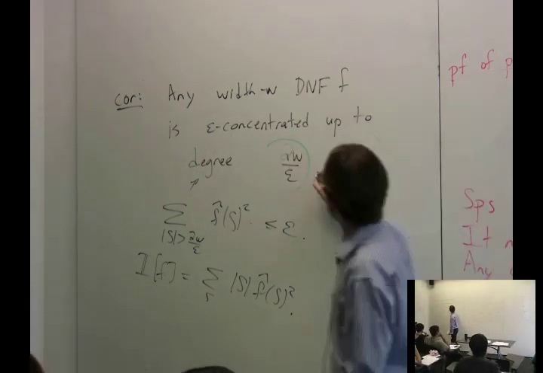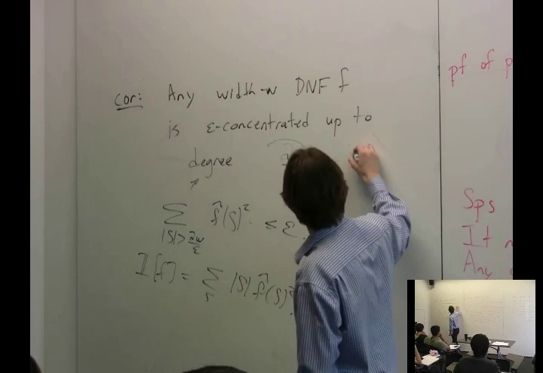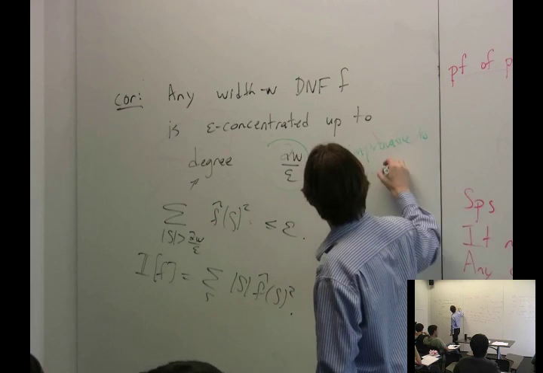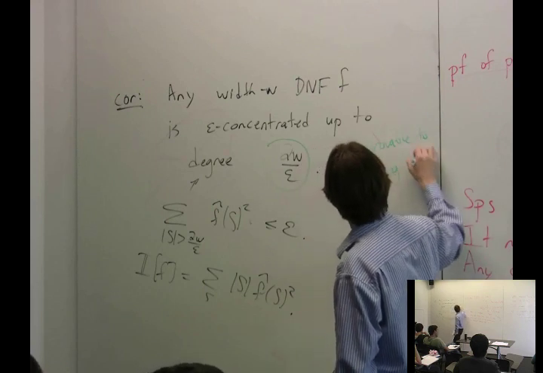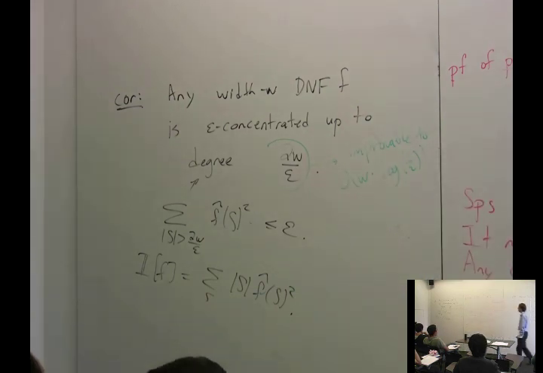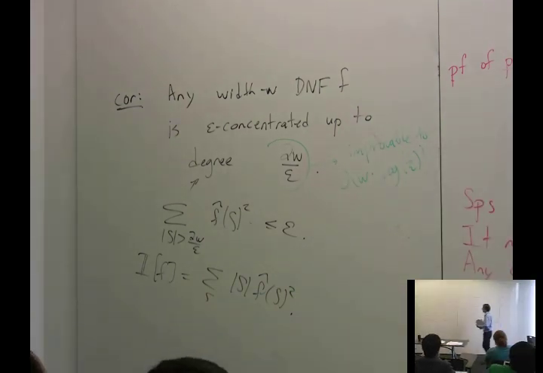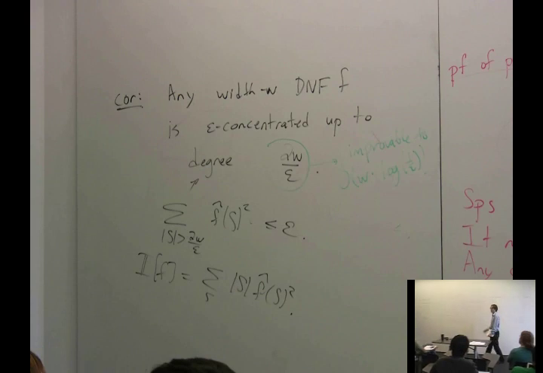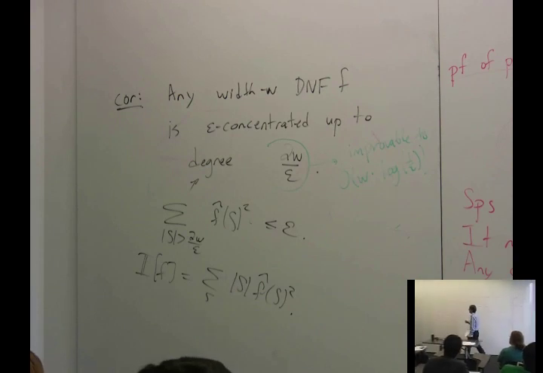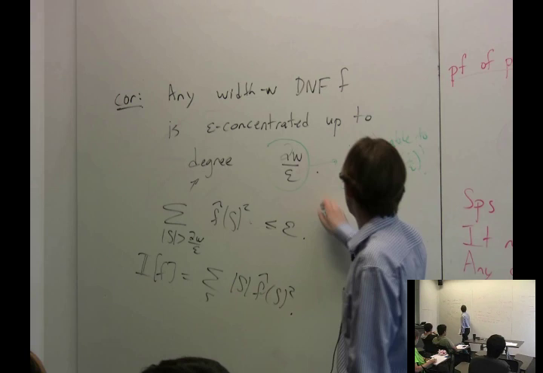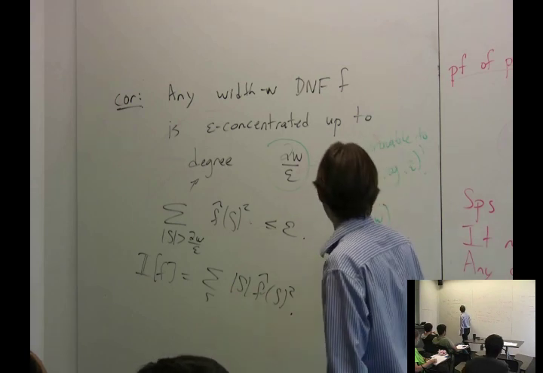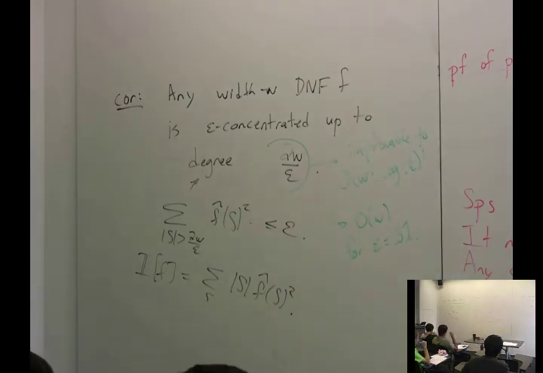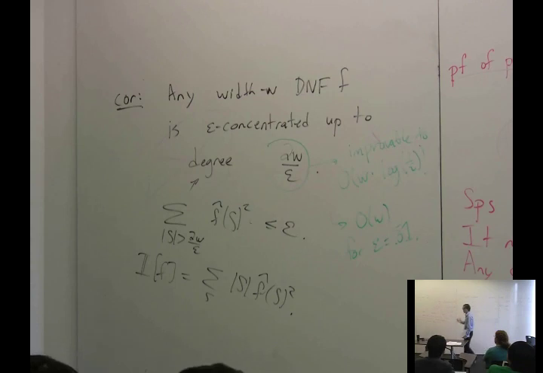Actually, as we'll see next time, you can improve this fact. This is improvable to O of W times log 1 over epsilon. So that's better exponentially in epsilon. But for today's class, we're going to be talking about two parameters, epsilon and W, and we're not going to stress out too much about epsilon. So think of it as like 1% in your head. In particular, this is degree O of W, let's say for epsilon equals 0.01. So if you have a width W DNF, you can get 99% of its Fourier weight by going up to degree O of W.